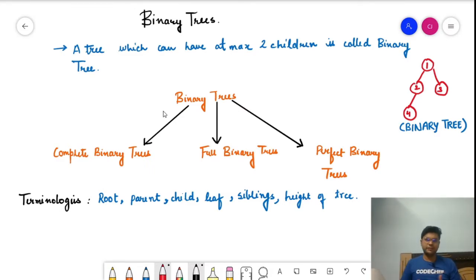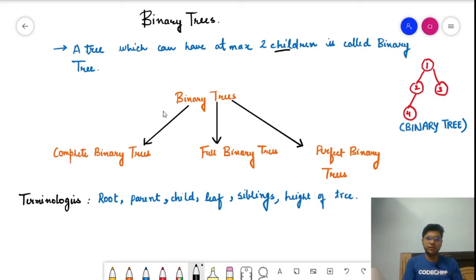So what are binary trees? Let's start off with the definition first. A tree which has at most two children is called a binary tree. So we'll get into the terminologies. What are children? What are the children of a binary tree?